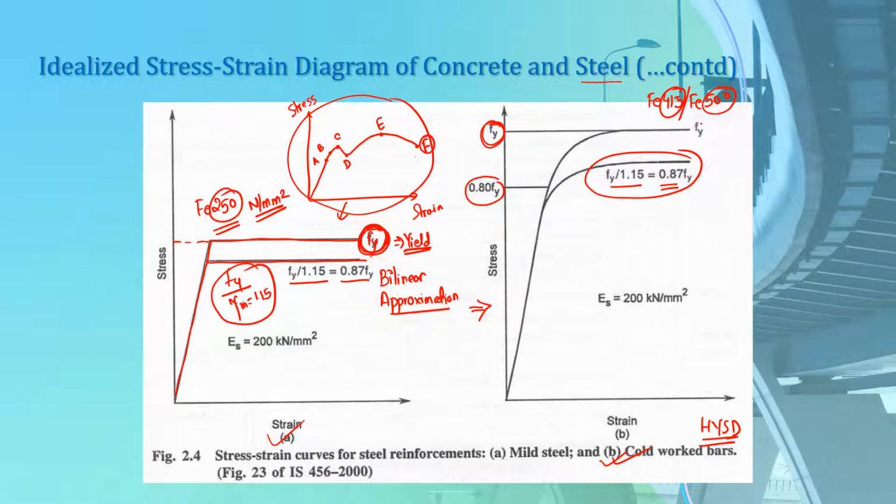So I repeat it again, for the value of this Fy or yield stress between 0.80 Fy and Fy, we use this approximate design curve, which is again given by dividing this Fy by the partial safety factor for steel, which is 1.15. Hence, the design stress comes out to be 0.87 Fy, which is the same as for this mild steel here. So this is about the stress strain diagram for steel.